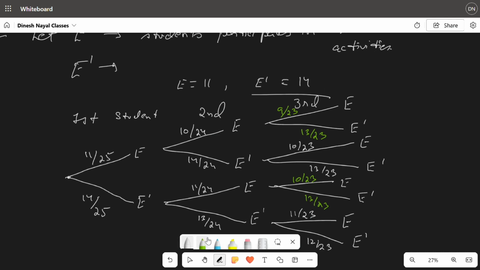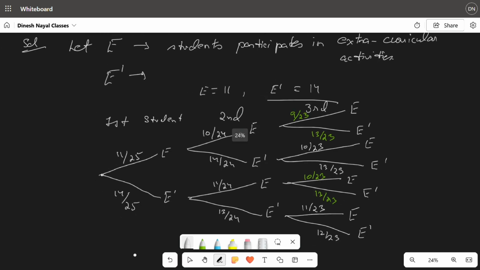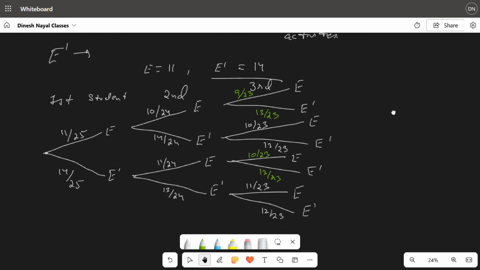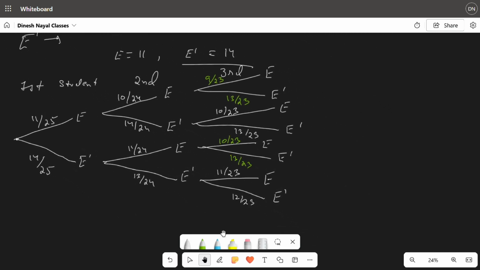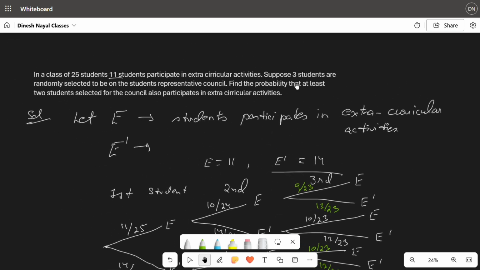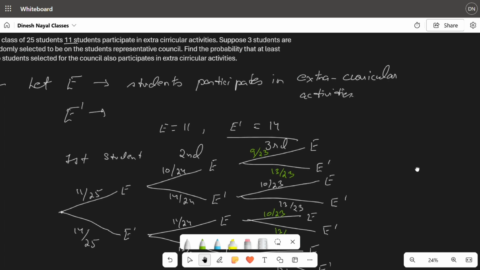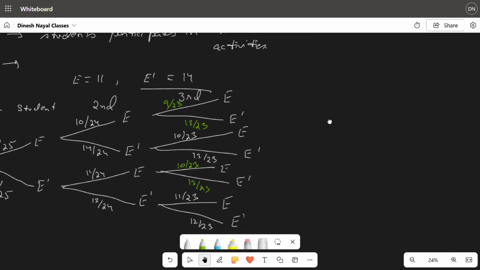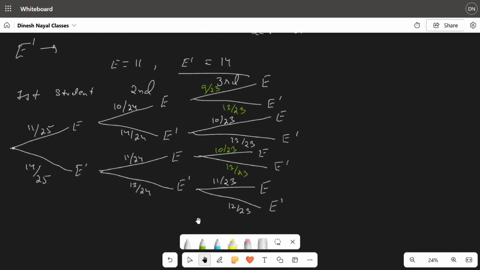So, as you can see, this is our tree diagram. Now what's the question? Now we have to find the probability that at least 2 students selected for the council also participate in extracurricular activities. At least 2 students means it could be 3 also. Either 3 or 2, they are from E.